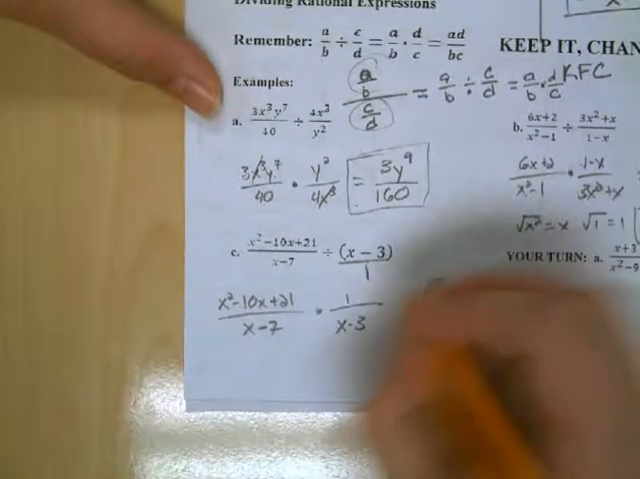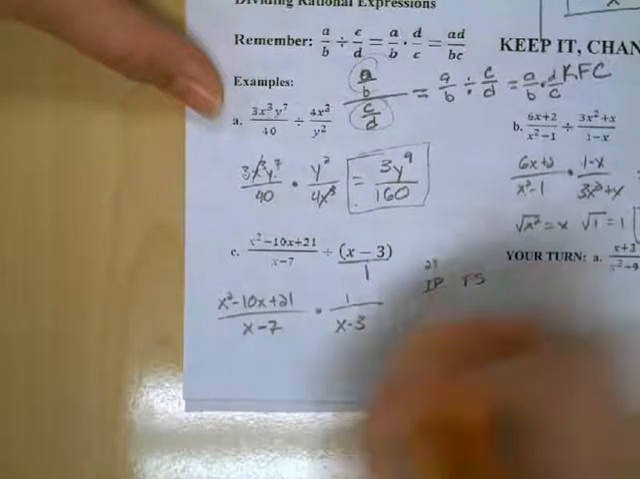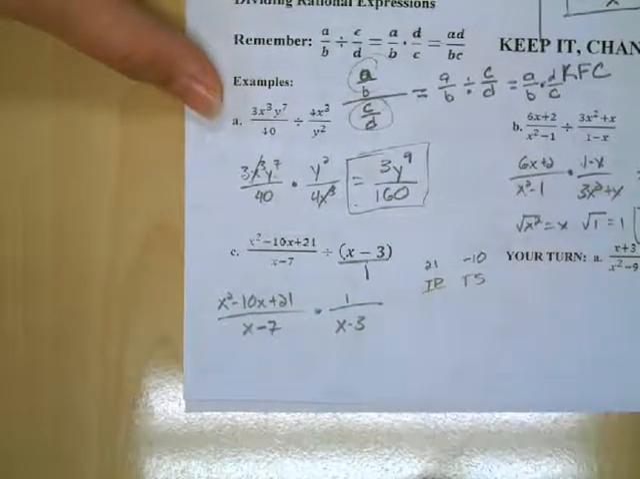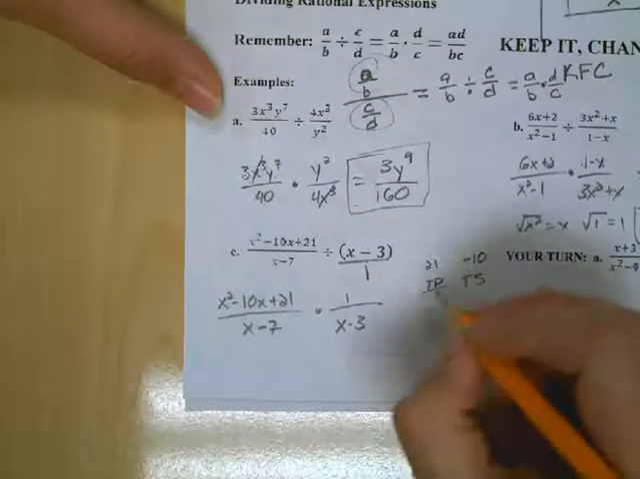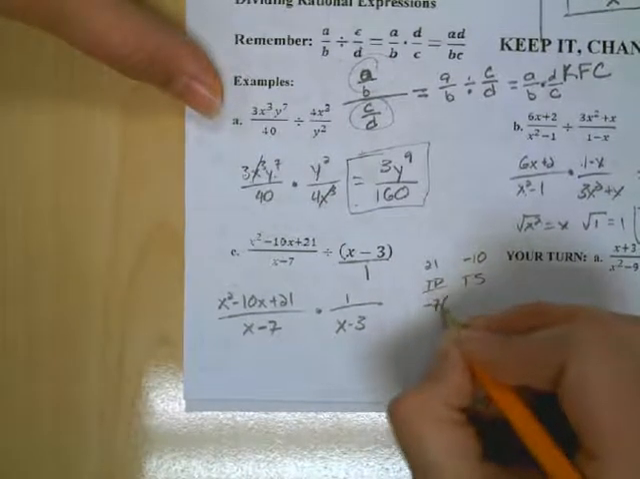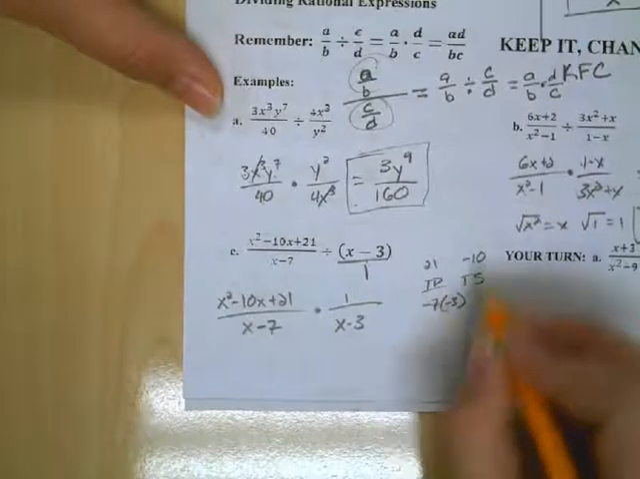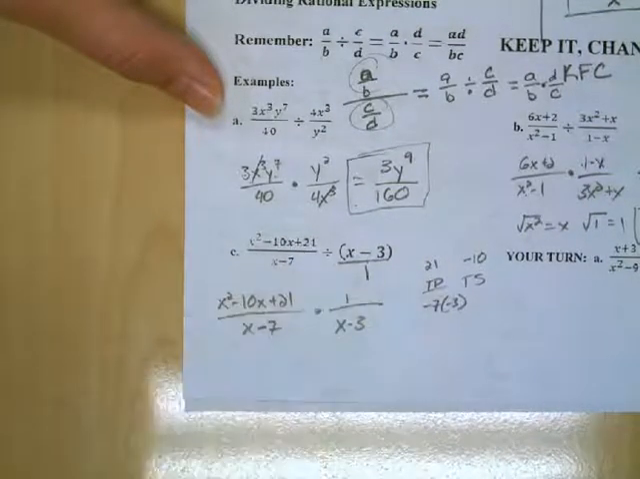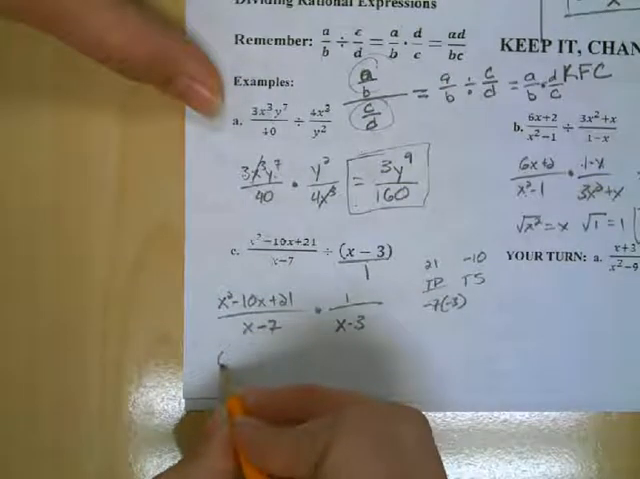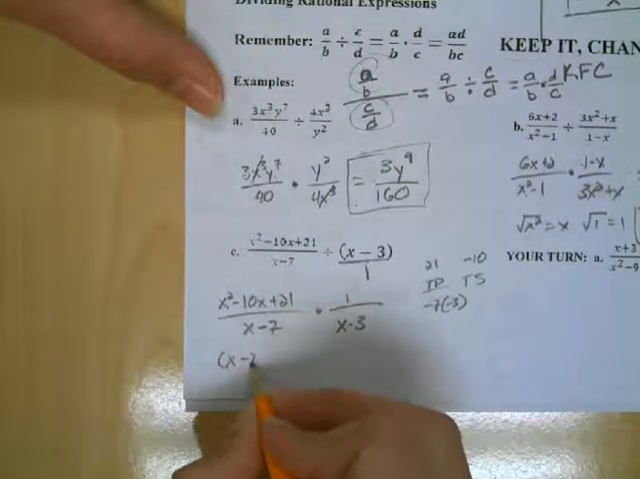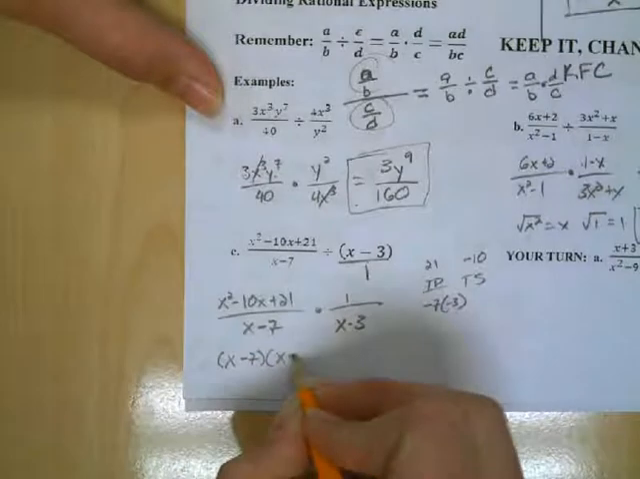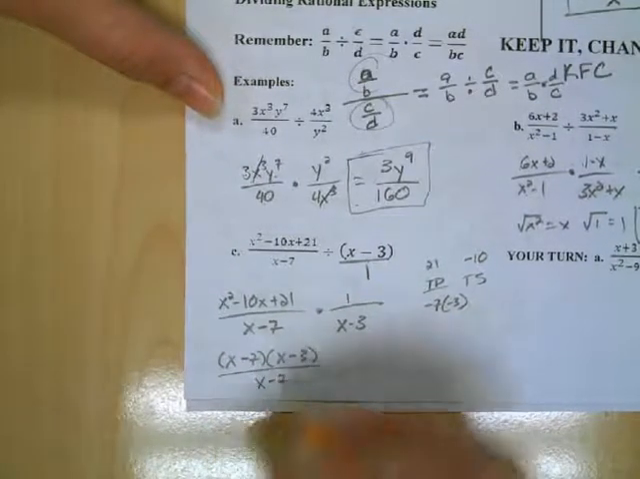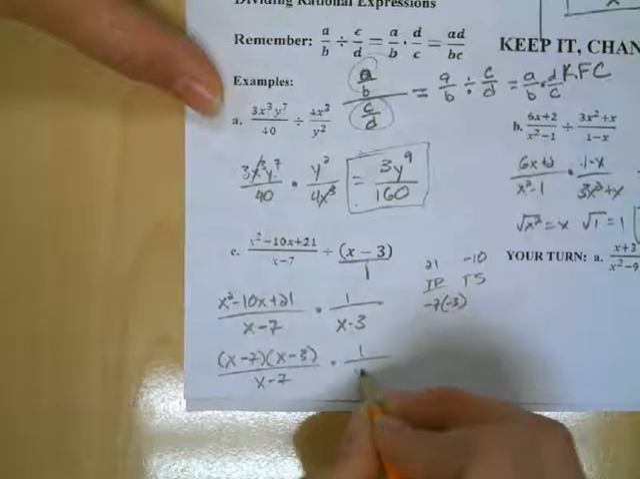Target product is positive 21, target sum is negative 10. Two numbers that multiply to positive 21 but add to negative 10 are negative 7 and negative 3. Those would add to negative 10, multiply to positive 21. I do have a coefficient of 1 in front of x squared, so I can shortcut. X minus 7, x minus 3, that's over x minus 7 times 1 over x minus 3.